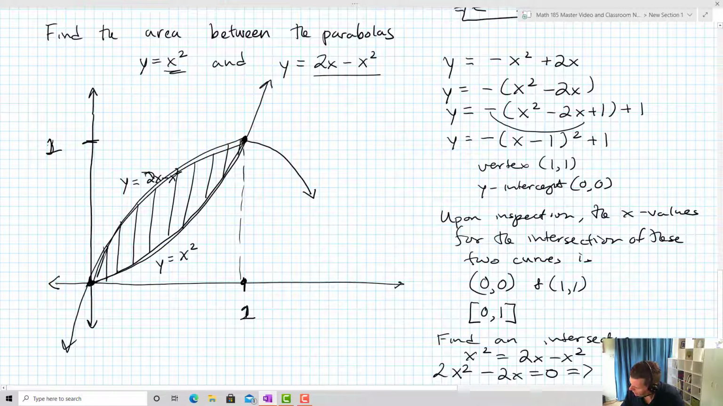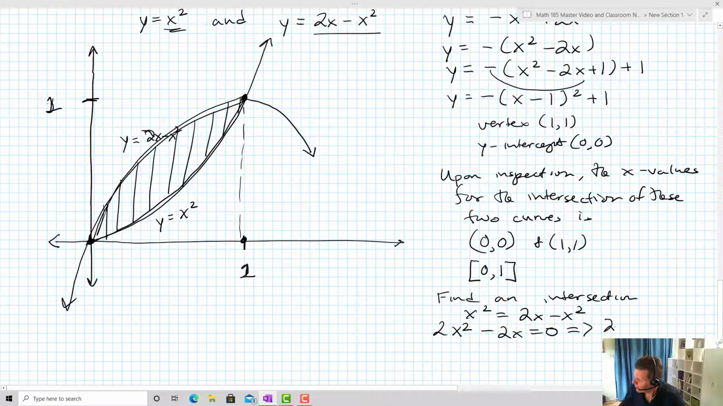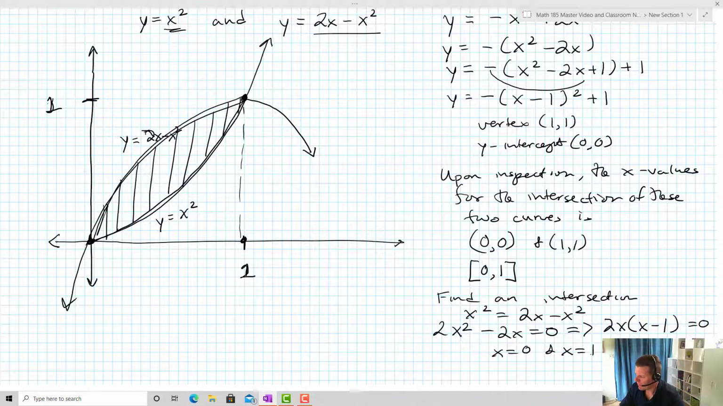And then I would end up with 2x times x minus 1 equals 0. And so then x would equal 0 and x would equal 1 would be my points of intersection. That's where that statement would be true. And then that would give me my interval. So that's a secondary way that we can go about finding the intersection between the two curves: we basically just set the two curves equal to each other and solve for, in this case, x.